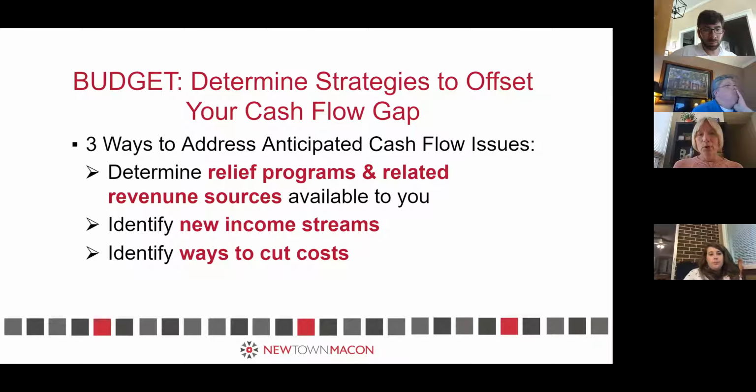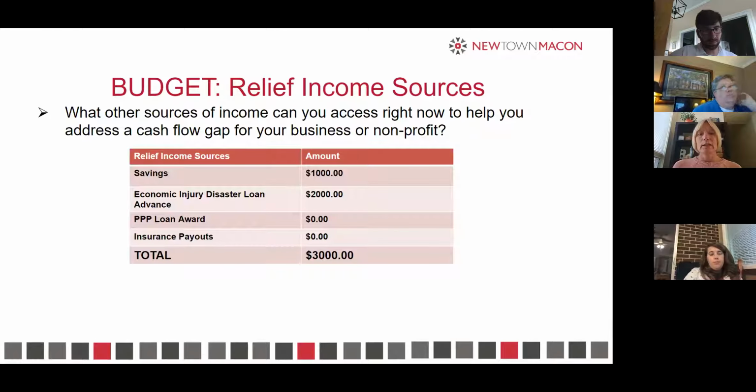So step 1 here is where you're going to think about, where are there relief sources of income that I can access right now or in the immediate future? In the example of this business, they have $1,000 in a business savings account that they can use to help address their cash flow gap. And an Economic Injury Disaster Loan advance that they just got. They have 2 employees, so they received $2,000. On that EIDL advance, that's a forgiven amount of that loan. They do not have to pay that back. So that's $2,000 that they can simply add onto their balance sheet.